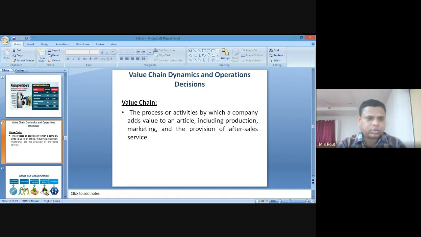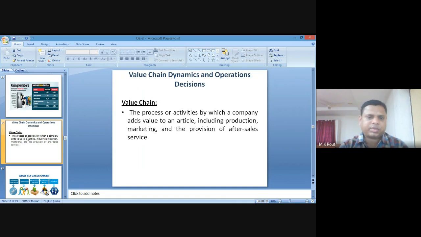Yes, sir. Okay. The next part is that the same thing is repeated here in the case of sourcing management. The same thing we have discussed in the case of supply chain, that is value chain dynamics and operation decision. Here, if you think about the value chain, it is the process or activities by which the company adds value to articles. Here, articles means your product, including your production, marketing, and provision of after-sales service.